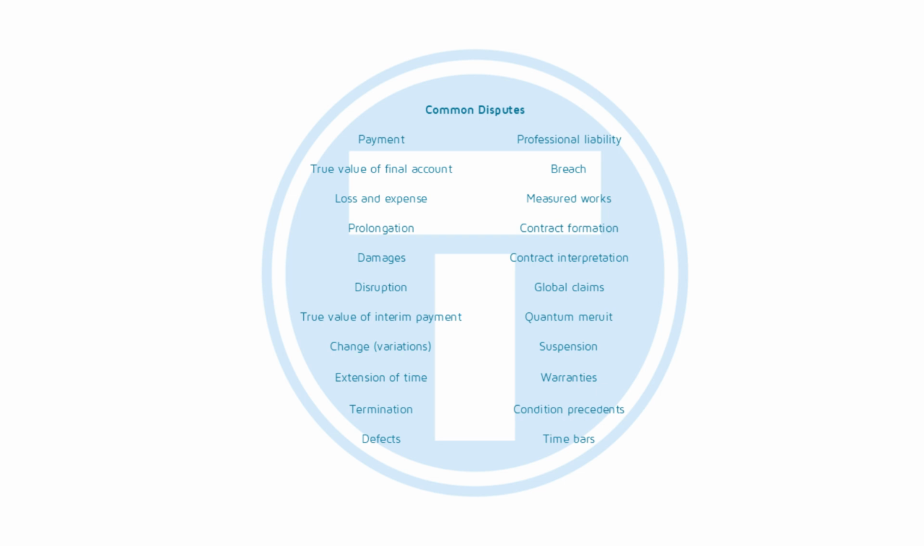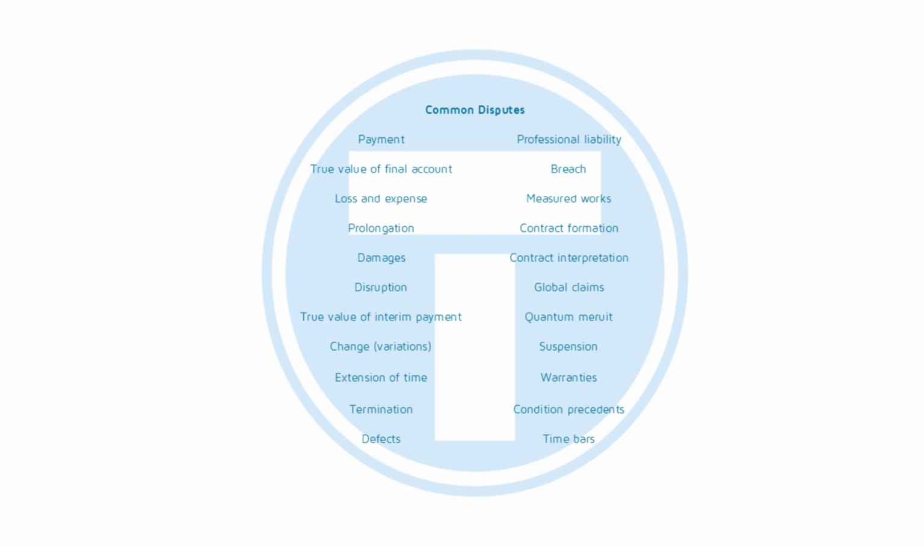Final accounts. Disputes over the true value of a final account. Loss and expense. Loss is the reduction in income or profit because the contractor cannot complete the work within the expected time frame. Expense are the additional costs incurred due to the delay, such as extra labour, extended equipment hire, or other overheads that increase as a result of the delay.